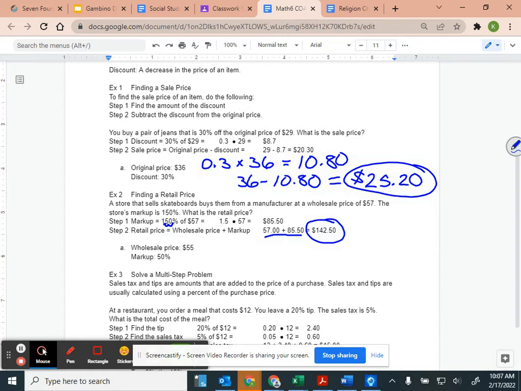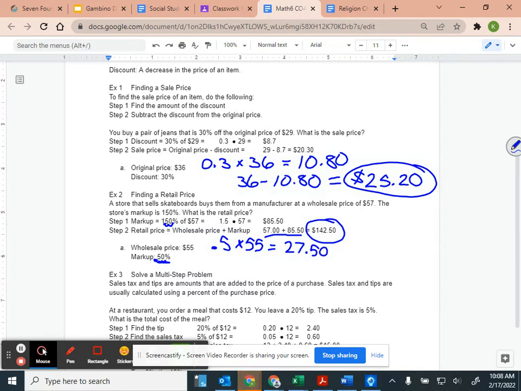The wholesale price, the original price, Brielle, do you have a question or you just want to do it? Okay, so the wholesale price, the original price is $55. The markup percent is 50%. So we need to find that percent of change. So 50%, if we move that decimal over 2 places, it's 0.5. What do I do with that 0.5, Lily? Multiply it by my original amount of 55. $27.50. If we multiply 55 by 0.5, we get $27.50.